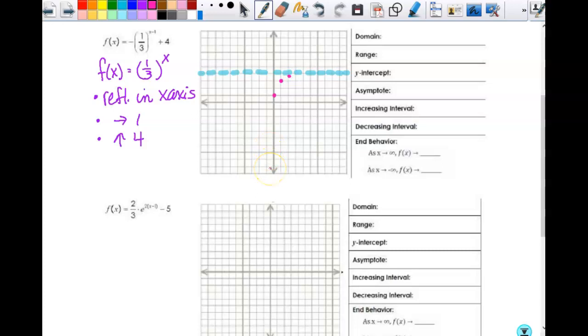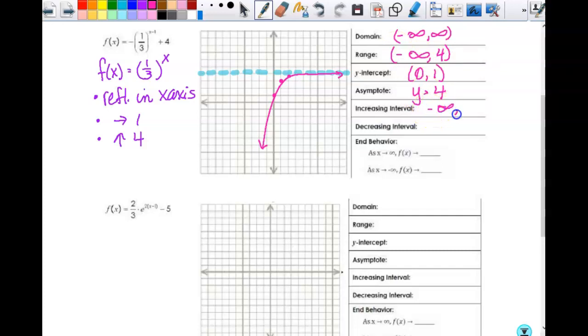Right, so I've got those minimum 3 points, and then the y-intercept, which I already have there, is (0, 1). So I'm good to go ahead and graph this in like so. My domain, -infinity to infinity. The range, -infinity to 4. Asymptote at y equals 4.